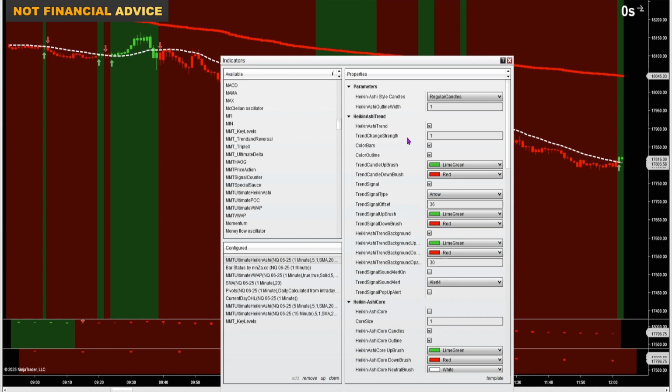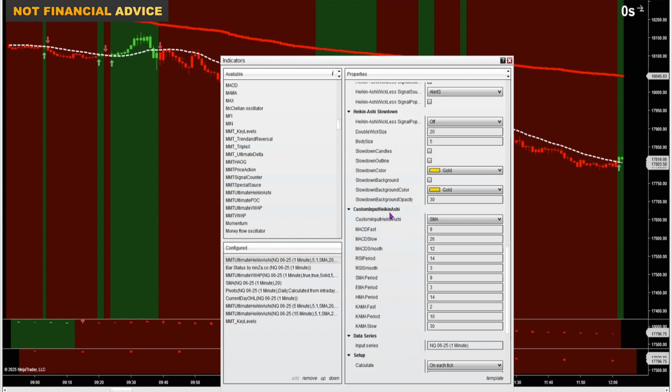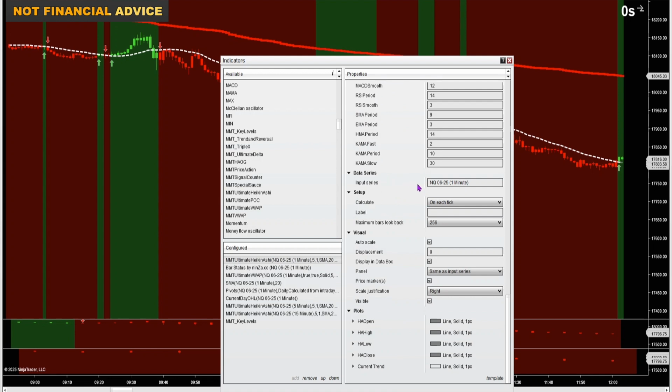Default settings with a trend change strength of 1. I've got it painting the bars, the outline. I've got it painting a signal with an arrow. I've also got it painting the background. And these are the same exact settings for all 3 instances. I am using a custom input. I'm using a custom input of the SMA, a period of 9. So this is like a 9-period SMA and the HEIKIN-ASHI coming together in holy union and having a baby right on your chart. For the input series, I've got the 1 minute.